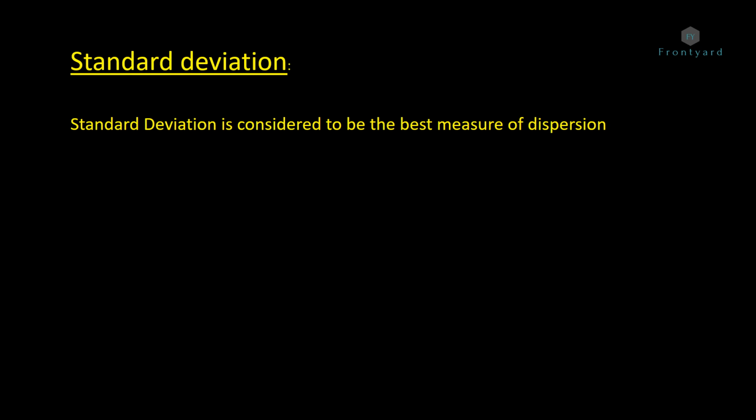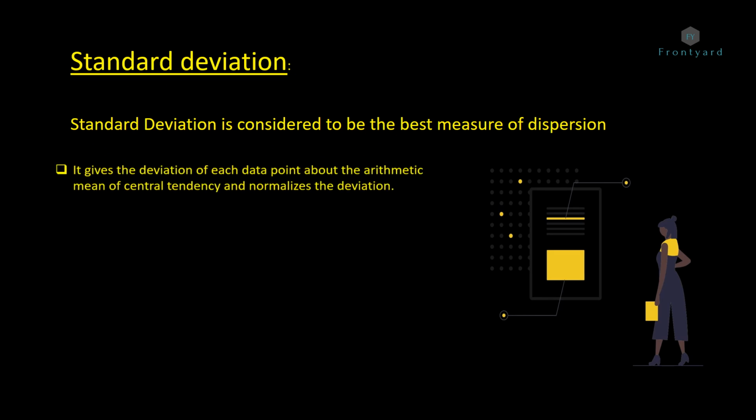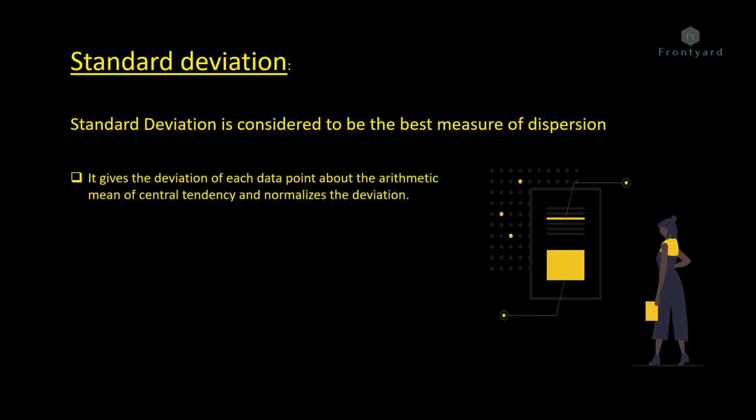Standard deviation. Standard deviation is considered to be the best measure of dispersion. Can you guys remember what is considered to be the best measure of central tendency? Yes, it's mean. It is considered to be the best measure of dispersion as it gives the deviation of each data point from the arithmetic mean of central tendency, and it normalizes the deviation. Hence, it gives us the absolute measure of value.